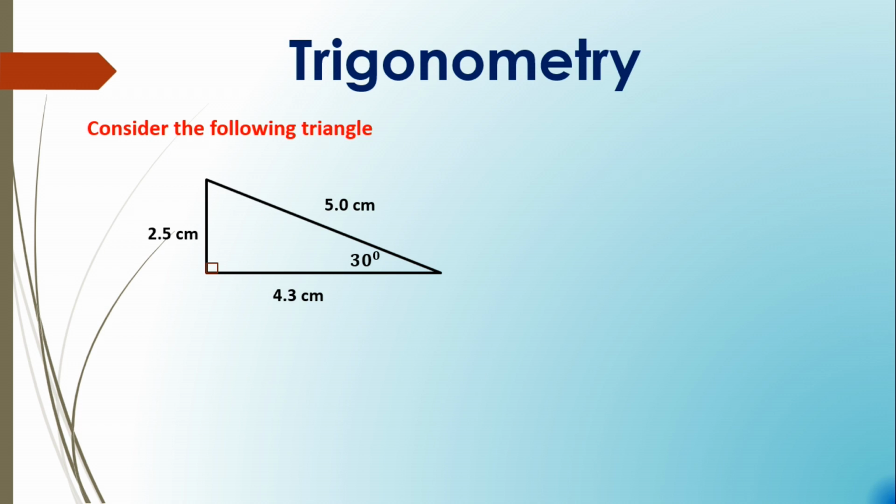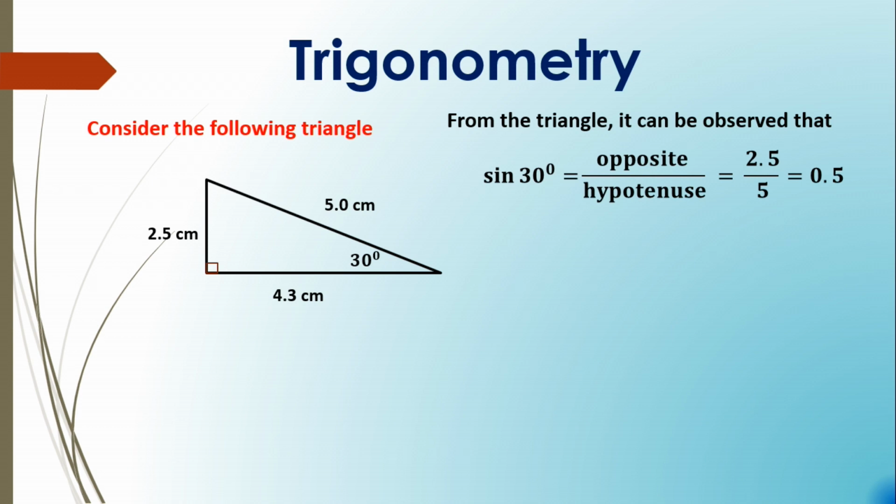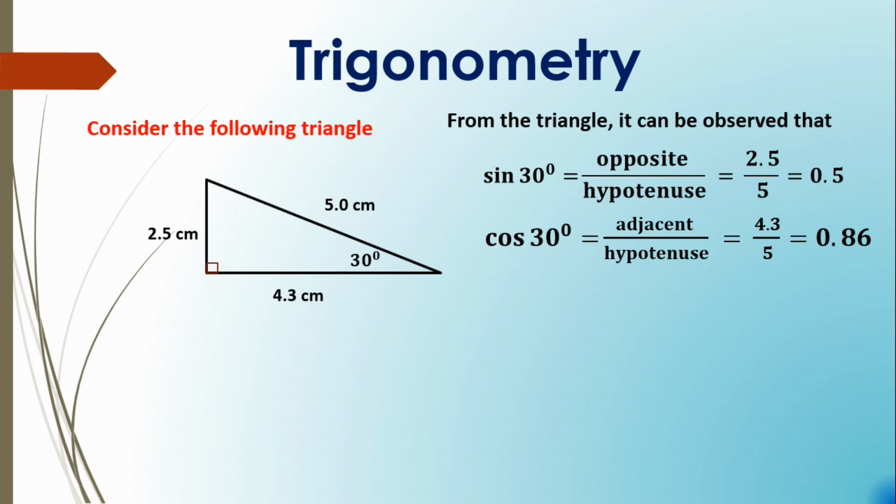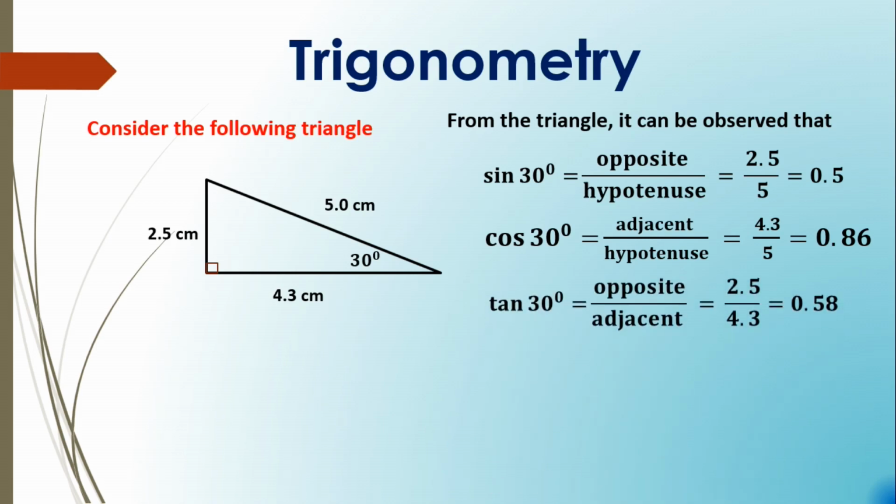If we write the trigonometric ratios for this triangle, we're going to have sine of 30 degrees equal to opposite over hypotenuse, equal to 2.5 over 5, which is, of course, equal to 0.5. Concerning cos of 30 degrees, it is equal to adjacent over hypotenuse, equal to 4.3 over 5, equal to 0.86. Tan of 30 degrees is equal to opposite over adjacent, equal to 2.5 over 4.3, which can be simplified to 0.58.